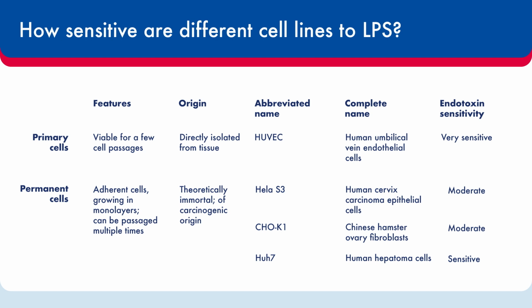Primary cells are derived from fresh tissue and have gone through only a few passages. They are more differentiated than permanent cell lines and not as well characterized. Primary cells are very sensitive to endotoxins. The sensitivity of permanent cells can vary and depends on the cell type.